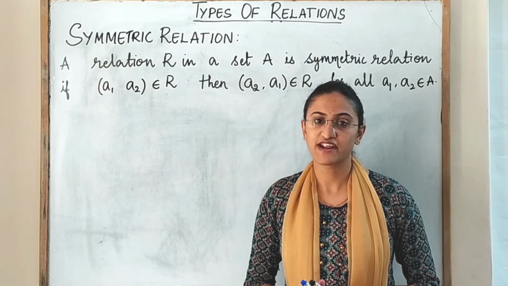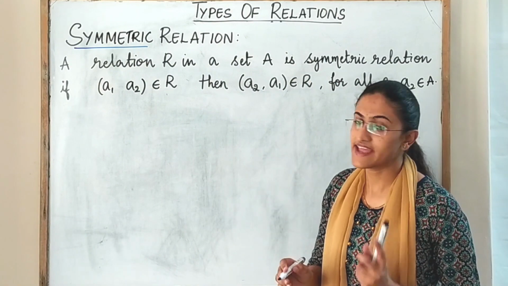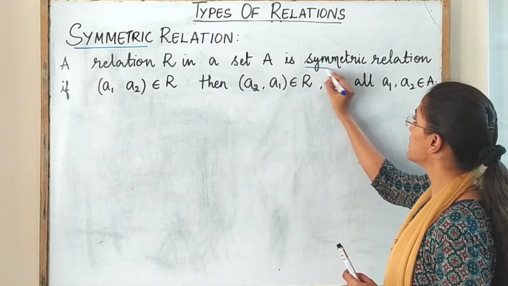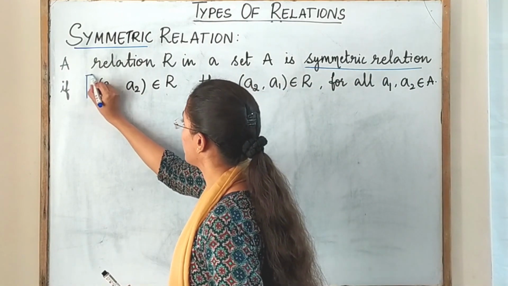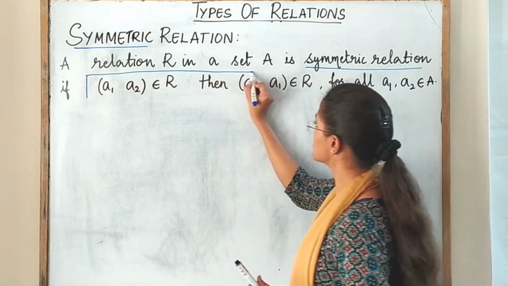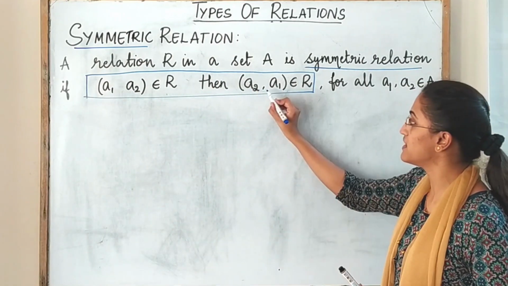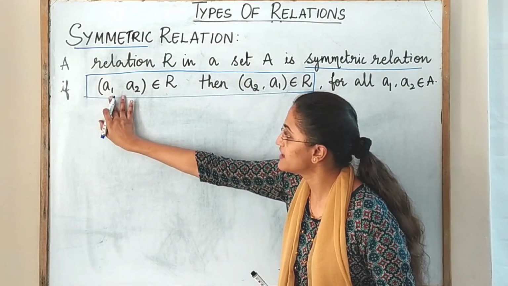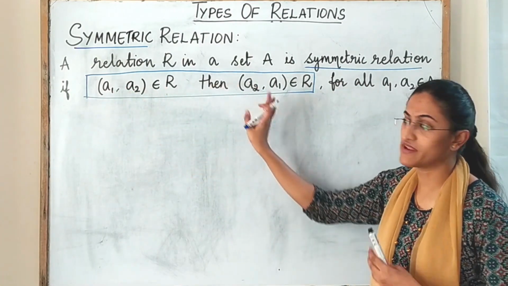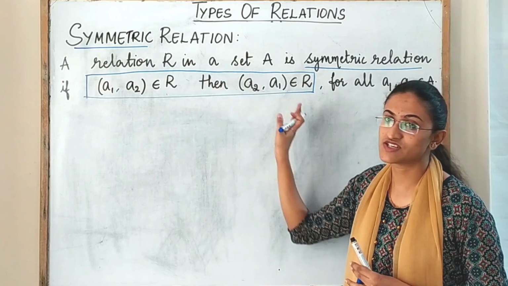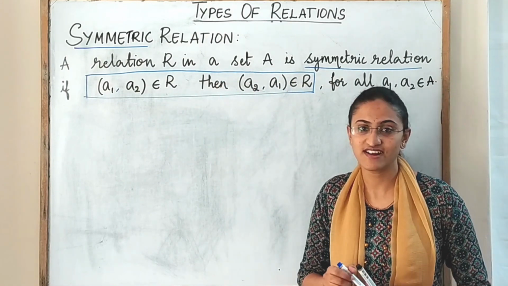Look at the next type of relation, that is symmetric relation. A relation R in a set A is said to be a symmetric relation if, look at the condition, if (a1, a2) belongs to R, then (a2, a1) also belongs to R. (a1, a2), (a2, a1), the reverse way. These elements should also belong to R. If this condition is satisfied, only then you can call the relation a symmetric relation.